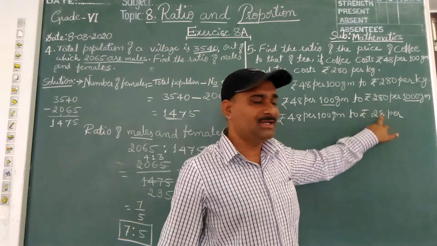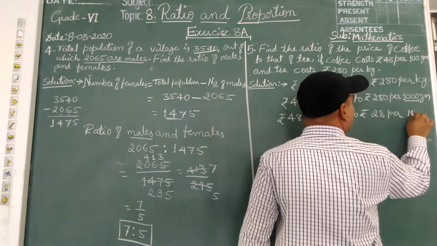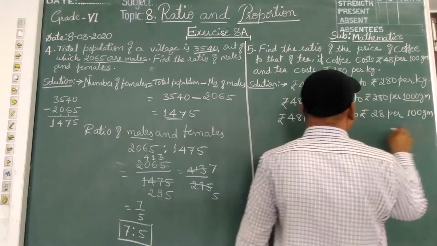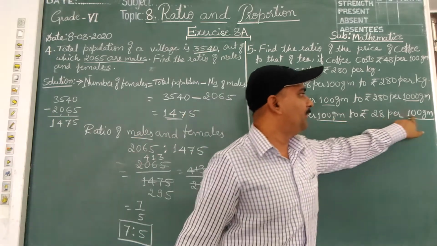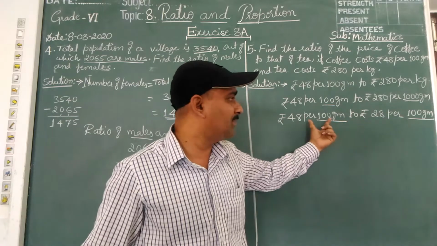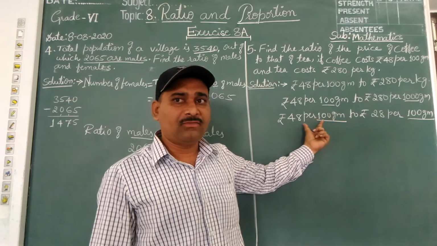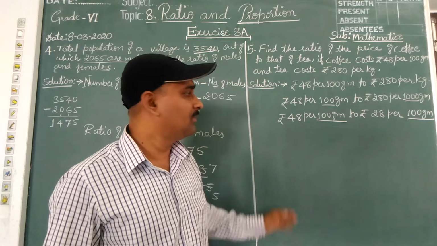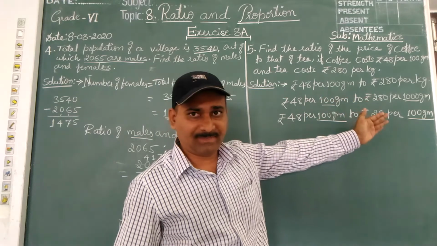280 divided by 10 is 28. 1000 divided by 10 is 100. Now I got the same units, per 100 gram, per 100 gram. 1000 gram we should convert it to 100 gram because this side is 100 gram. That's why. Now find out the ratio of the price of the coffee to the price of the tea.